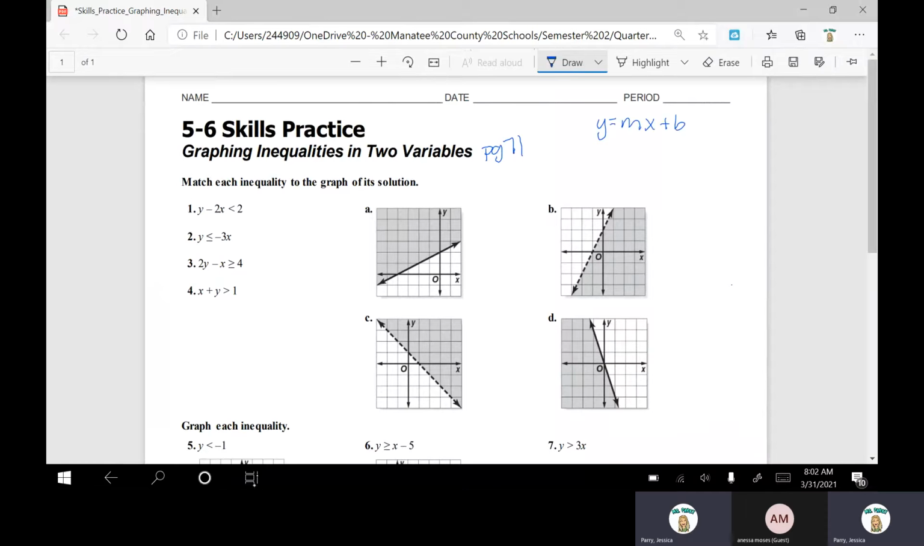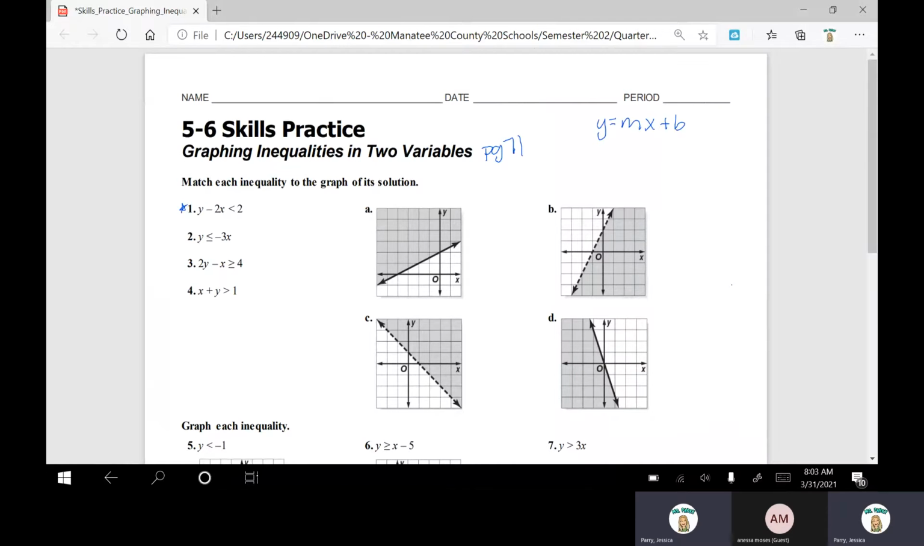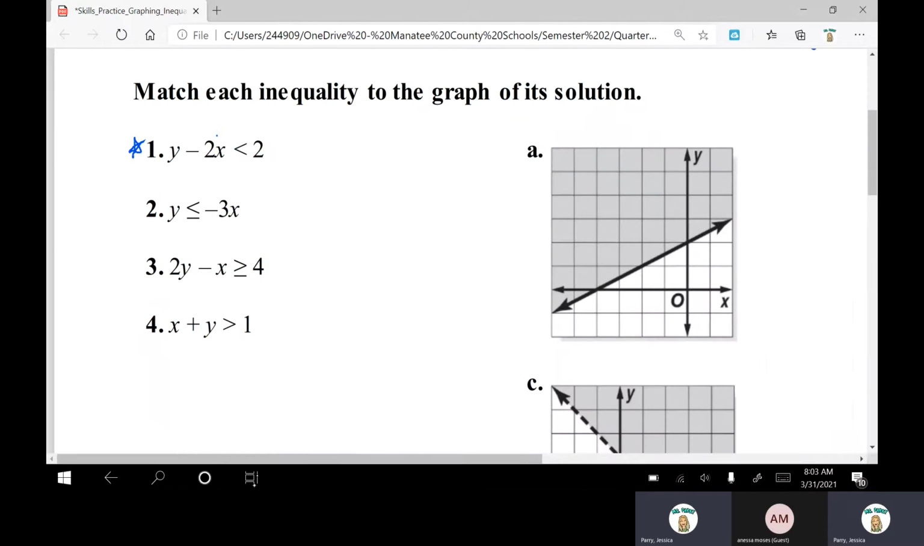So y equals mx plus b. Okay, when we're looking at number 1, it is not in slope-intercept form. It doesn't look like y equals mx plus b, so we first have to fix it. That means I need to move this negative 2x to the other side. So how could I move that negative 2x to the other side? What's the opposite of negative 2x? Well, you just add. You would do plus 2x on both sides. So those cancel out.